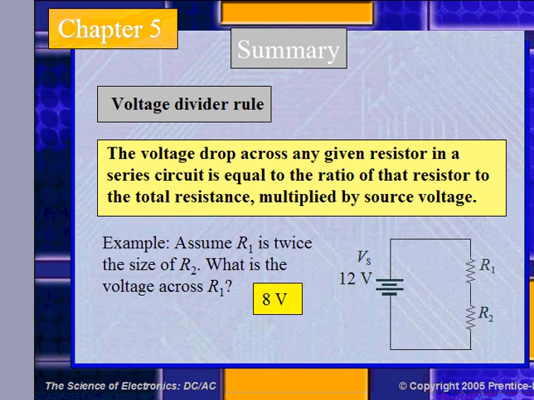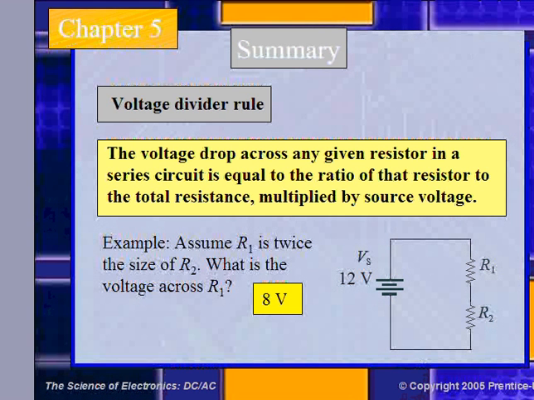Voltage divider rule. The voltage drop across any given resistor in a series circuit is equal to the ratio of that resistor to the total resistance multiplied by the source. For instance, assume resistor 2 is twice the size of resistor 1. What is the voltage across resistor 2? Well, you might say, how am I going to figure that out? I don't even know what resistor 1 and resistor 2 are. Well, if resistor 1 is some number, resistor 2 is twice that number.